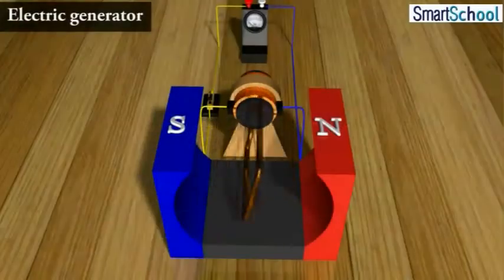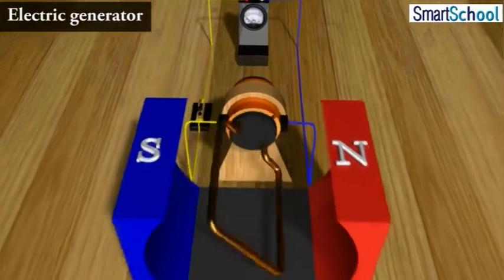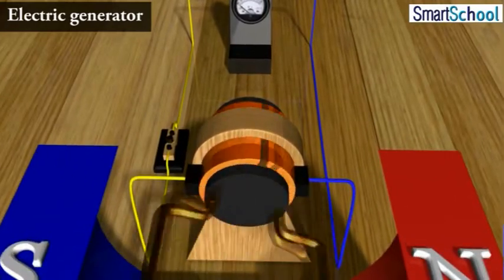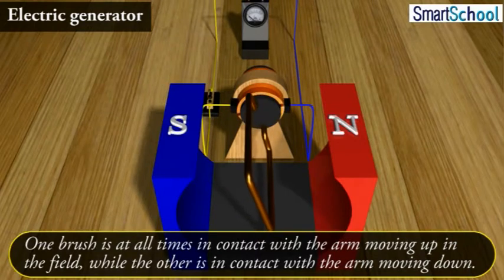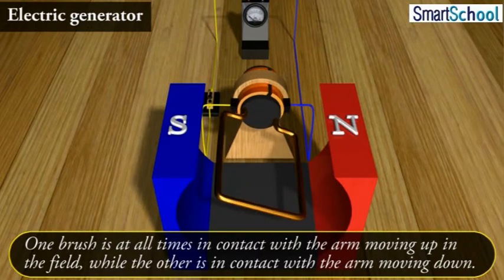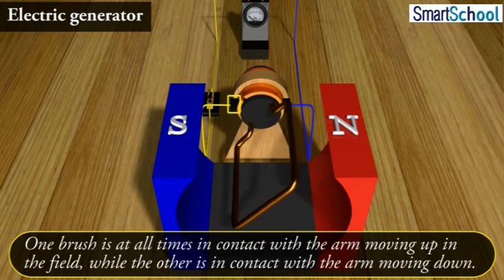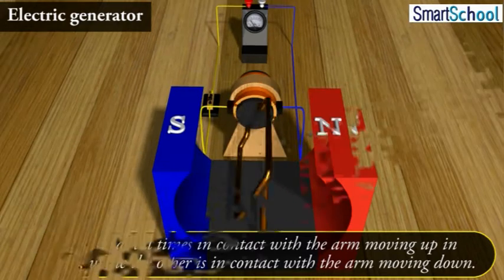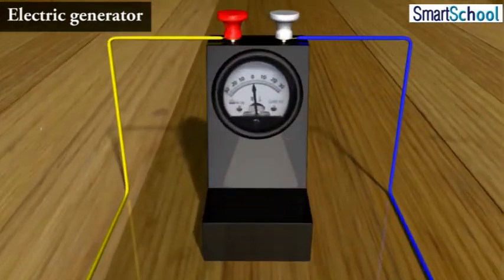To get a direct current or DC, which does not change its direction with time, a split ring type commutator must be used. With this arrangement, one brush is at all times in contact with the arm moving up in the field, while the other is in contact with the arm moving down. We have seen the working of a split ring commutator in the case of an electric motor.